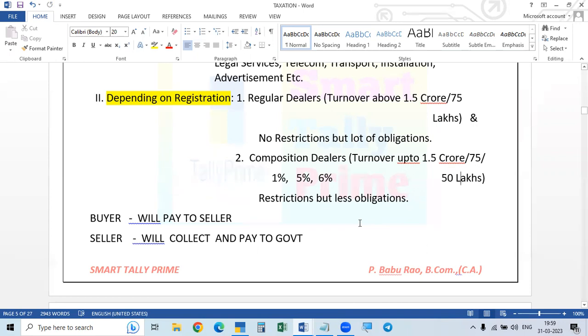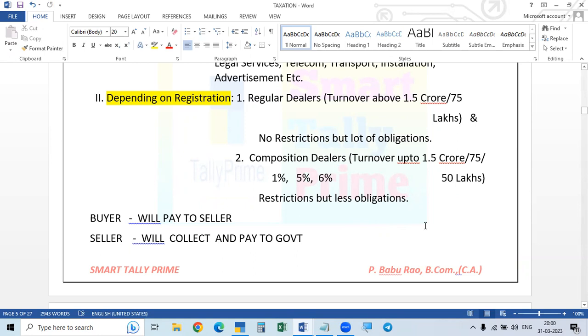Okay. And then the next restriction rule is that they have to give the bill. Every person has to give a bill. In this case, when they are giving the bill, they cannot collect the tax. That is, they will not charge the tax. They will write only the value of the goods. There is no tax. That is why there is a special name given for that bill: bill of supply.